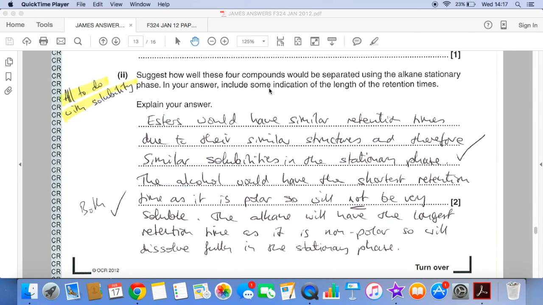So how have I written that up? Esters would have similar retention times due to their similar structures and therefore similar solubilities in the stationary phase. The alcohol would have the shortest retention time because it's polar and won't be very soluble in the alkane stationary phase, won't interact in other words. The alkane will have the longest retention time, it's non-polar and will dissolve fully in the stationary phase.